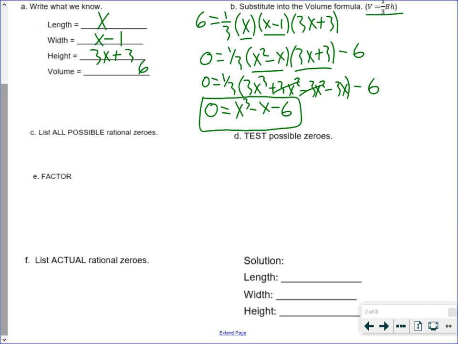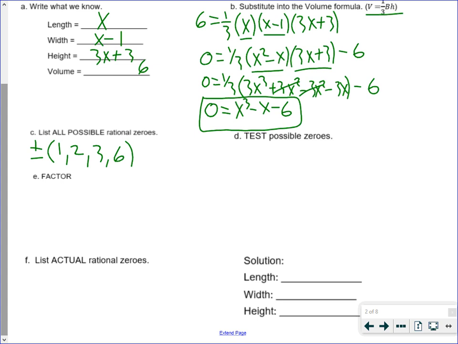So remember, all our possible rational zeros will be plus or minus the factors of the constant, which is 6, all over the factors of the leading coefficient, which is 1. But since our leading coefficient is 1, all our possible zeros will just be the factors of 6. If we put any of these factors over 1, we'll get the same thing, so it doesn't really matter. The leading coefficient doesn't really affect the possible rational zeros in this case.